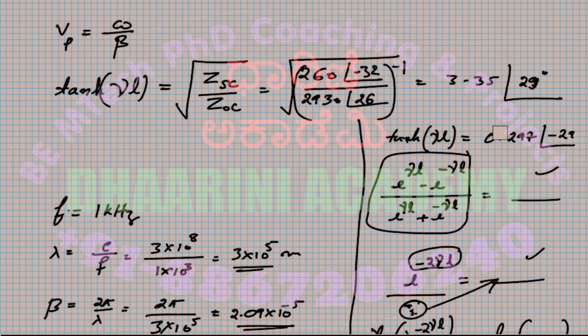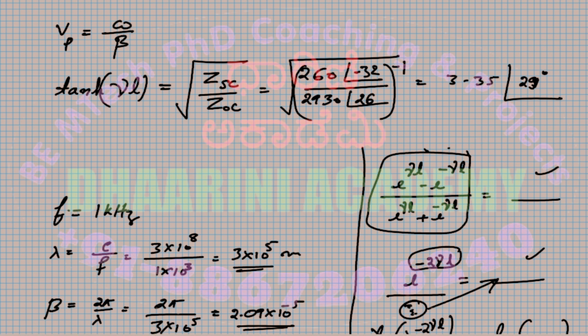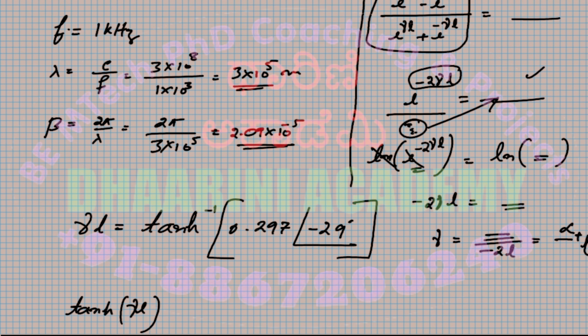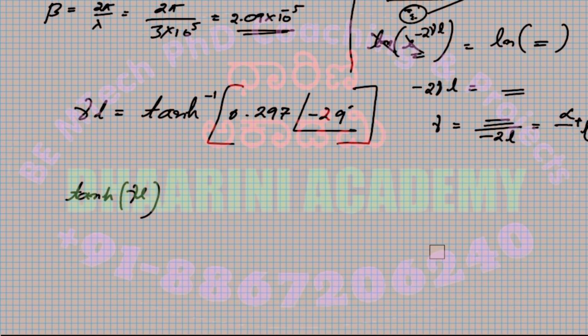So it is 3.35 at an angle of 29 degrees. So tanh of gamma L is equal to 3.35 at an angle of plus 29 degrees. I'll correct it even here. Okay, fine. Now I need gamma L.